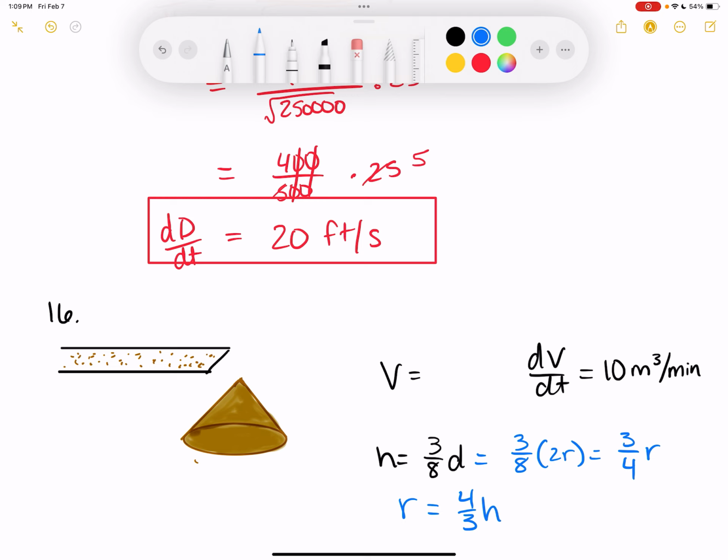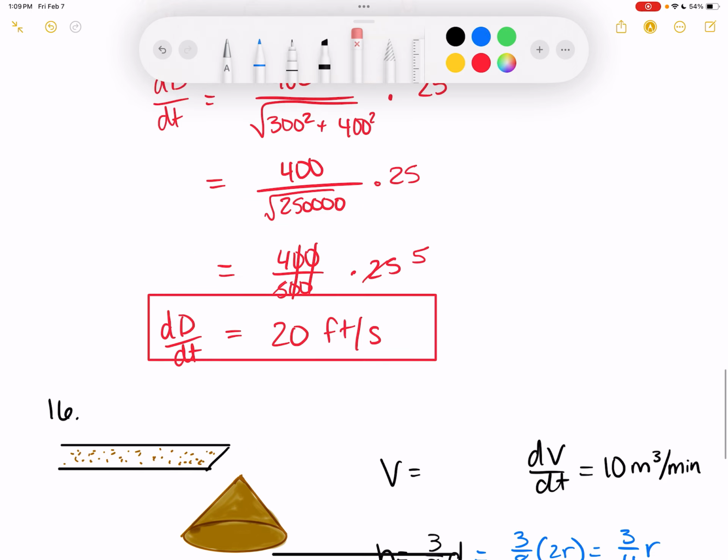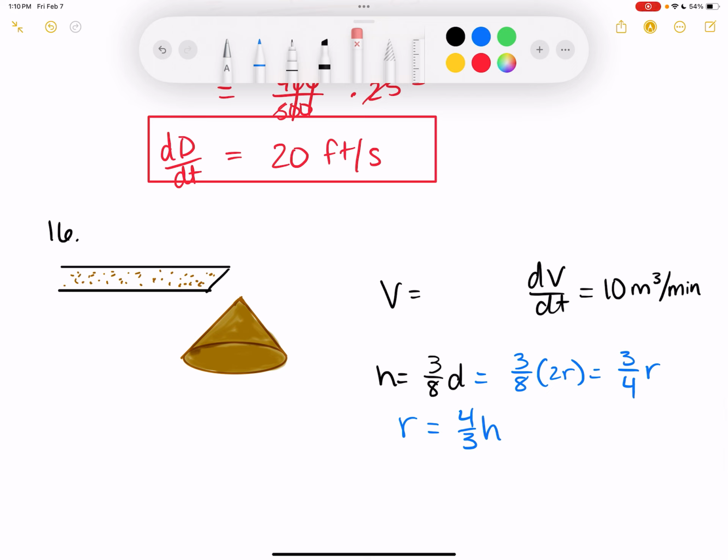And a piece of sand fly away. How did you find the height thing? Like the 3/8 D? They told us it. Okay. And then diameter is 2 times the radius, which is where the 2r came from. Okay. So now they want us to figure out how fast the height is changing first. So that would be dH dt.